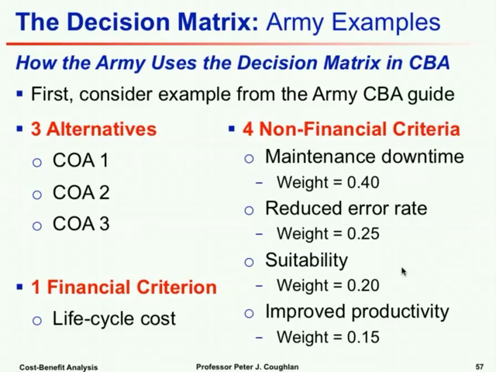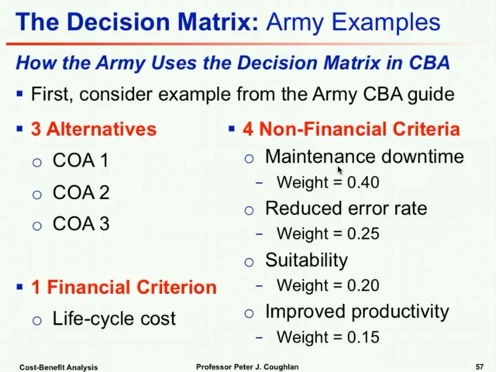Let me give some Army examples. These are actual examples that I found either in Army publications or Army presentations, other than the Army prepositioned stocks case, which I will present analyses of, but we want to discuss those in class. So here's the example that was actually in the CBA guide, which I gave you an excerpt to read for this week. There are 3 alternatives in that example. There's 1 financial criterion, which is life cycle cost. There are 4 non-financial criteria, which are maintenance downtime, reduced error rate, suitability, and improved productivity.